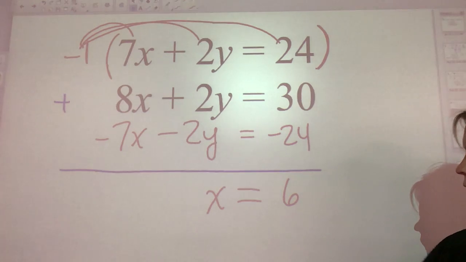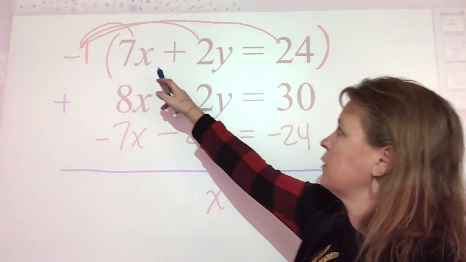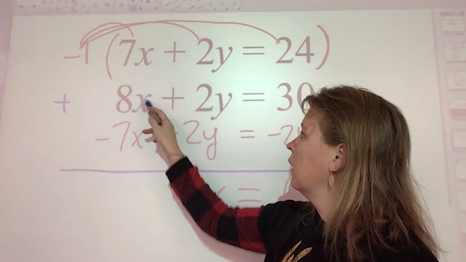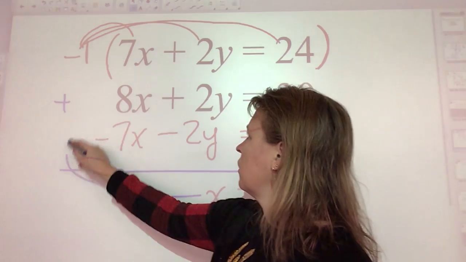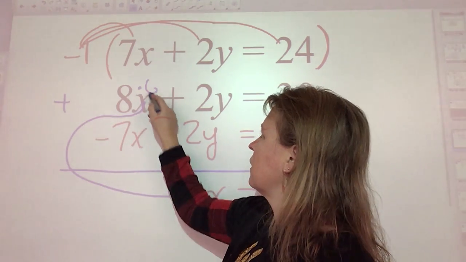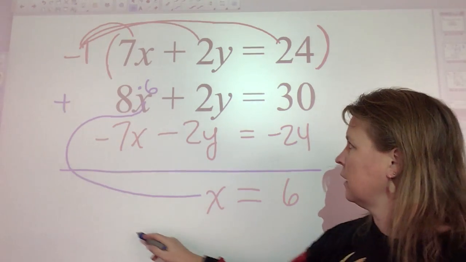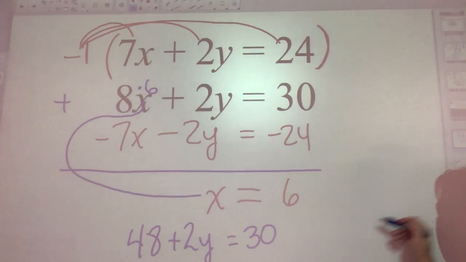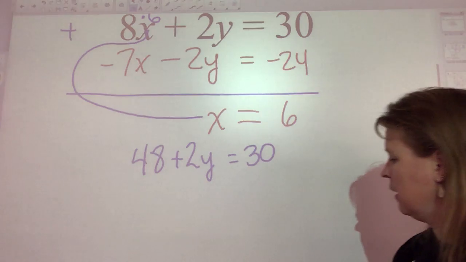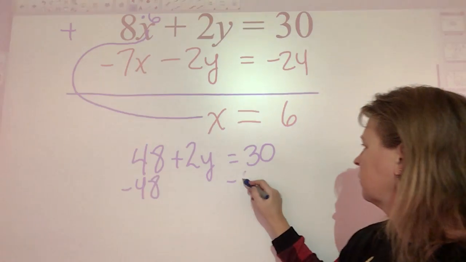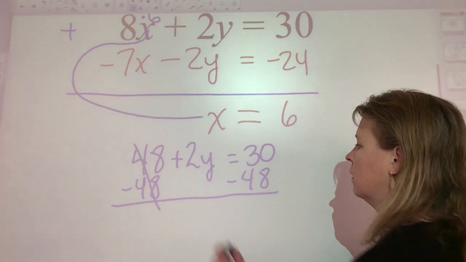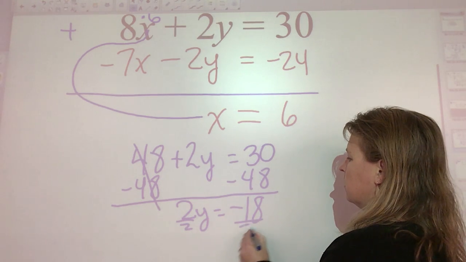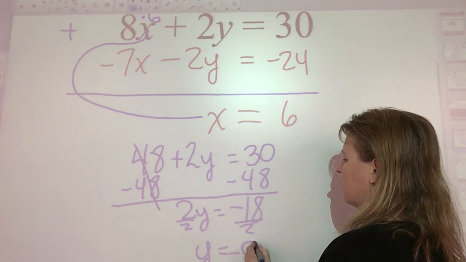Let's find y. Your choice. You can plug the 6 into this original x, or this original x, or the new x. Doesn't matter. I'm going to plug it into the 8 just to show you that it doesn't matter which one you use. 8 times 6 is 48, plus 2y equals 30. Minus 48 from both sides. Y equals negative 18. Divide by 2. Y equals negative 9.